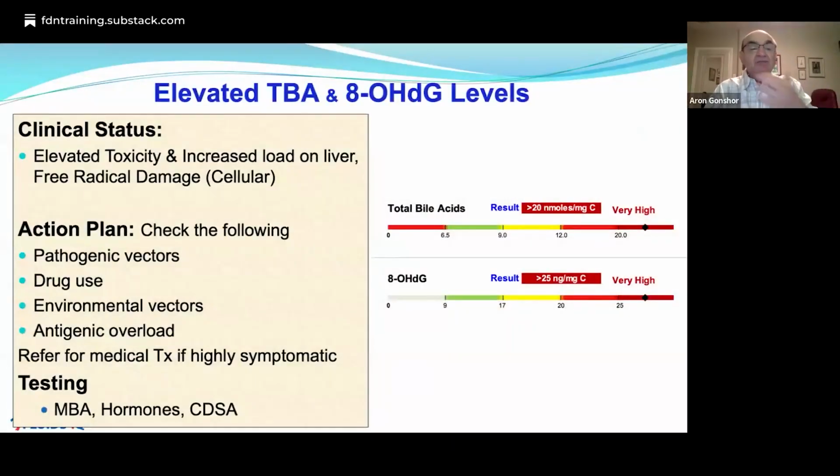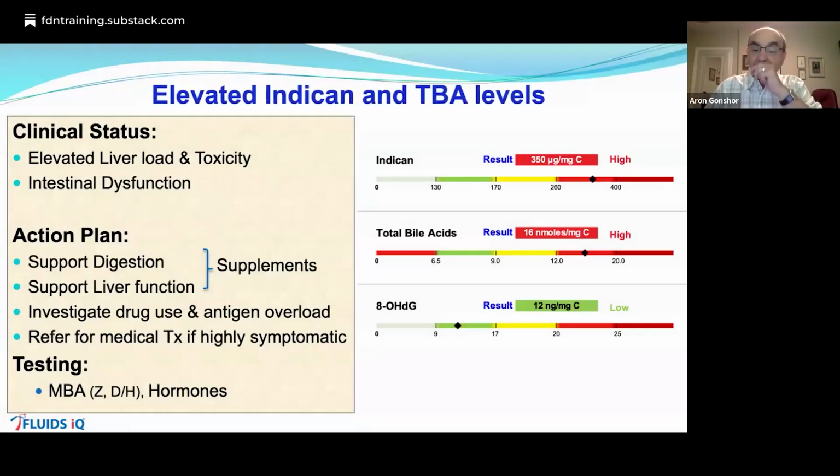And then I'm not going to spend time on this, but then, of course, we go through how you can use both together. What if both are high? What if total bile acids and 8-OHDG are high? What about all three? Let's take this as an example. You've got high indican, you've got high bile acids, you've got sort of normal 8-OHDG.